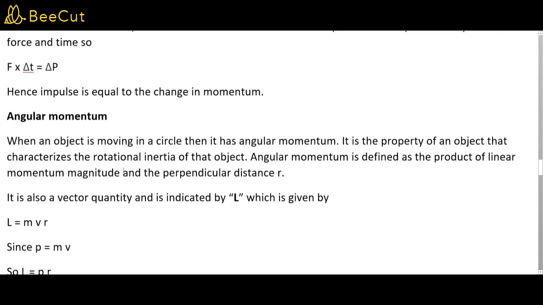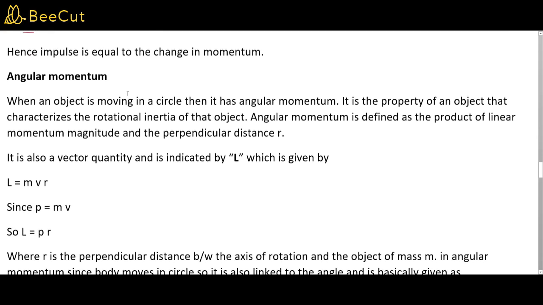Okay, the second type of momentum is the angular momentum. When any object is moving in some circular path, then it will have some angular momentum. Again, momentum is the same thing, but just the type of motion changes the term, like linear or angular, whatever we are discussing. It is indicated by capital L.